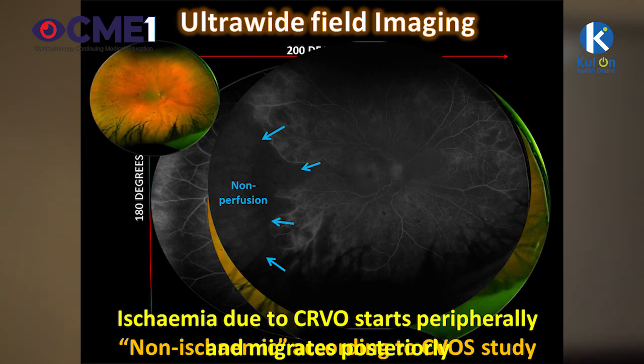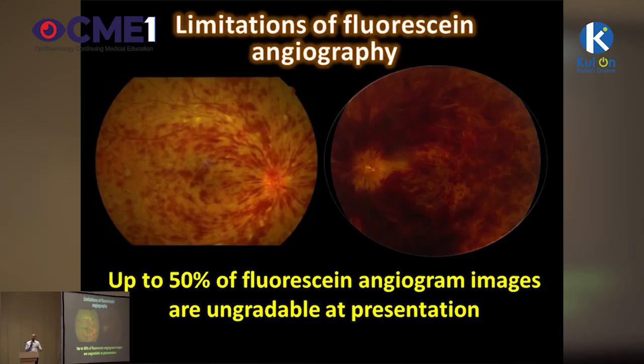The important thing to remember about central retinal vein occlusion is that the non-perfusion and the ischemia starts in the periphery and it works itself towards the center. The other thing about using fluorescein angiography in central retinal vein occlusion is that often there is so much bleeding that you can't grade if an eye is ischemic or non-ischemic. As you can see in this particular case, you've got two different patients who have the typical blood and thunder central retinal vein occlusion, and you won't be able to see too much on the angiogram.